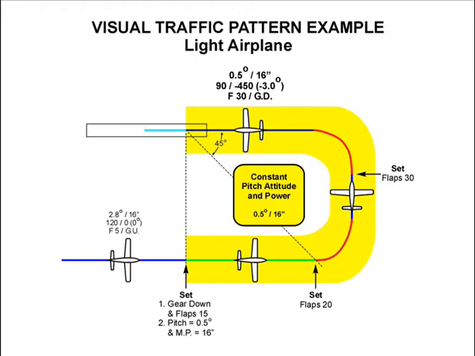Flaps 20 is set at the 45-degree point as the turn to base leg is begun. Flaps 30 is set at the beginning of the turn to final approach. After completing the turn, the airplane is now in the full landing configuration and the correct final approach pitch attitude and power setting. So the airspeed and flight path will stabilize at their desired values, 90 knots and a 3-degree descent angle.